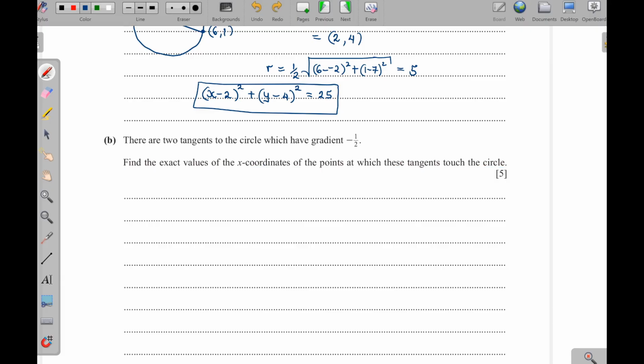So I will say here, 2 tangents with the same gradient are parallel to each other, because parallel lines have the same gradient.